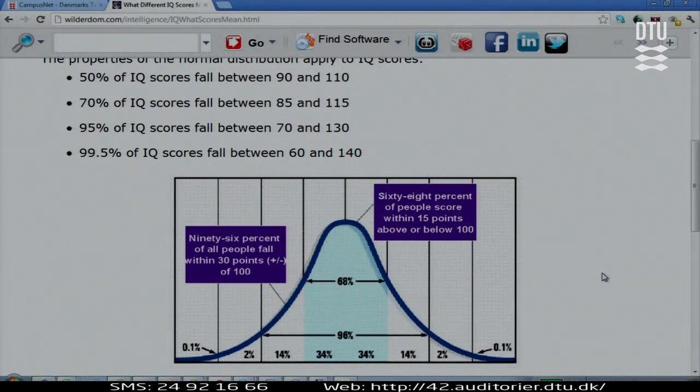Here's how they view it on one of these web pages on the intelligence scores. Actually, they say 68%, and then they say 96%. Actually, the better rounding is to say 95, as I said. It's because they round off these values to 14 and 34, and then they have to say 96 for the numbers to match. But that's a rounding thing.